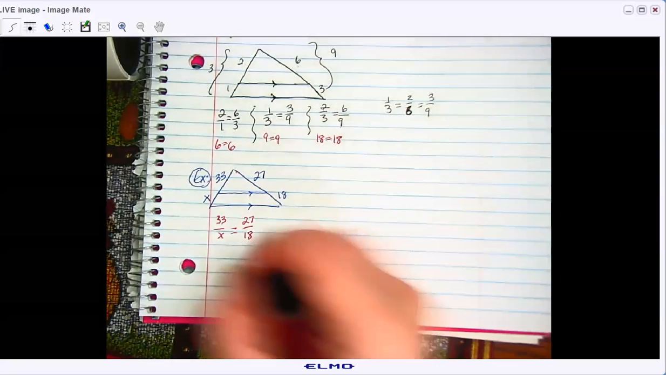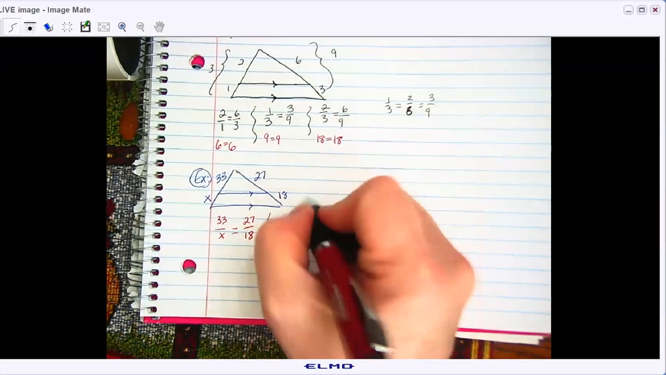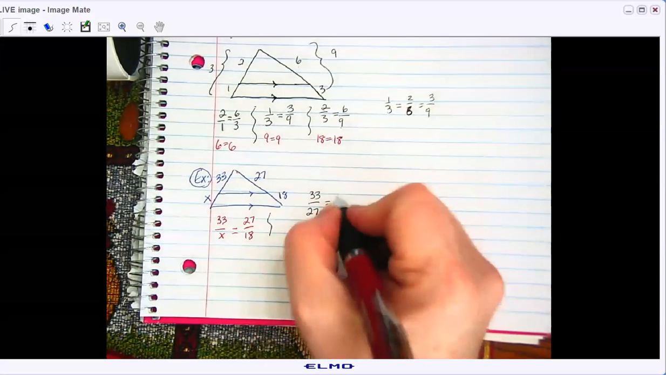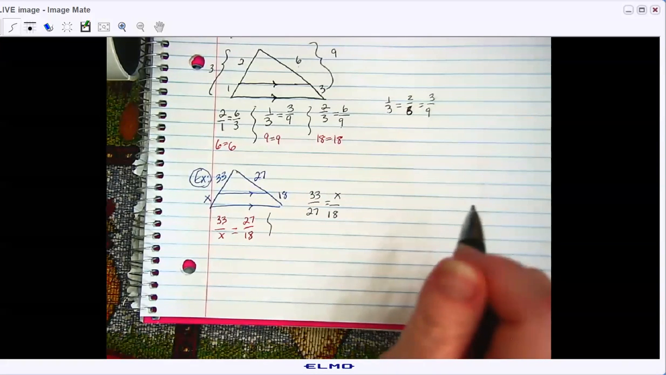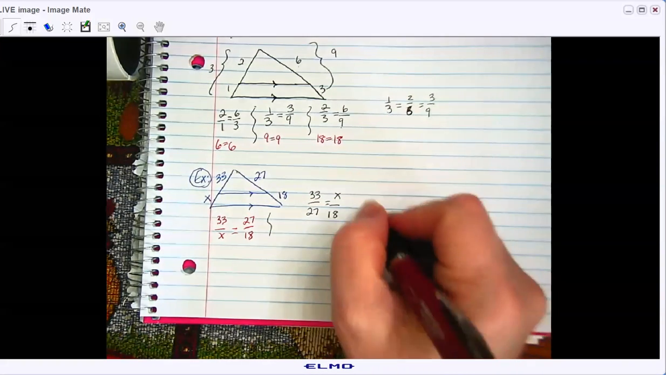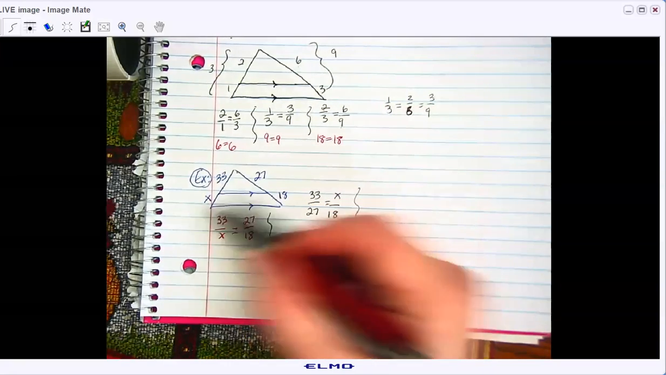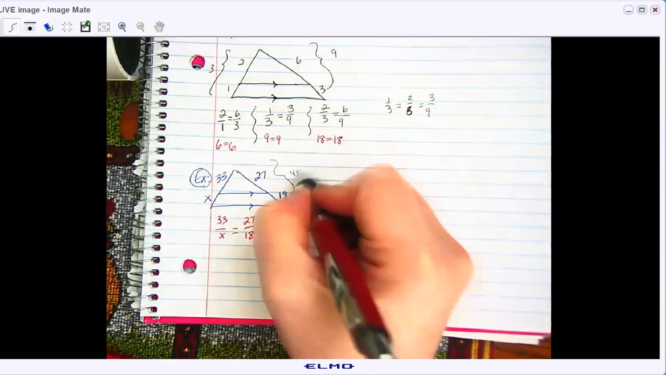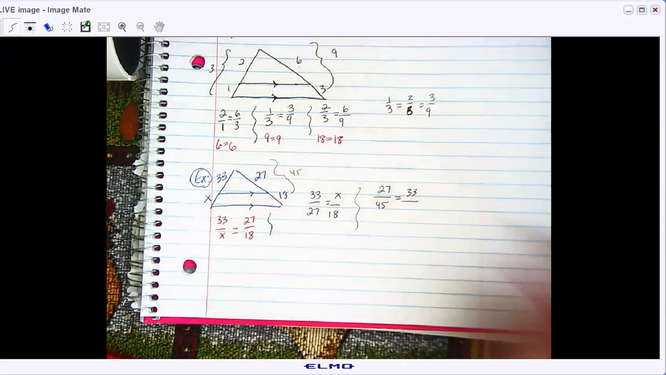Or we could have said 33 over 27 equals X over 18. That was another option. Here's one that we don't usually do very often, but it is available to us. And that is like this part over the whole, this part over the whole. So we could have said 27 over, that's 45 together, is equal to 33 over.